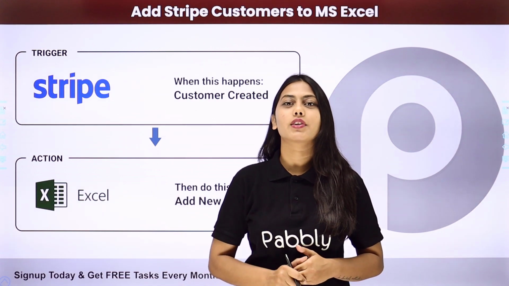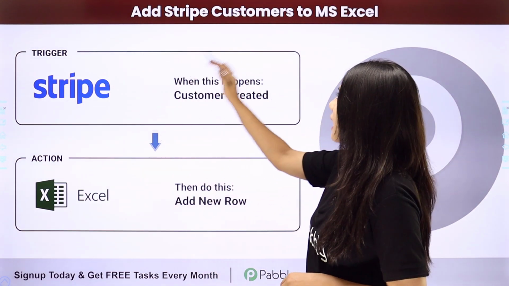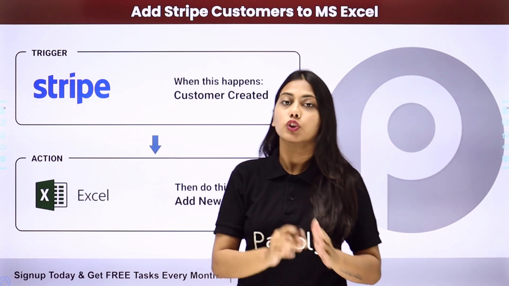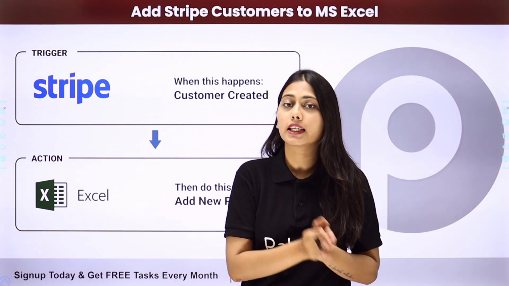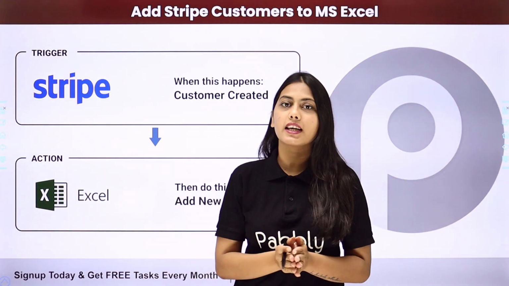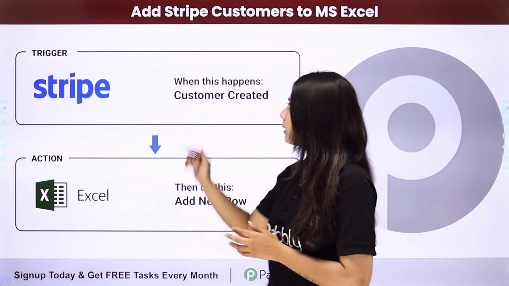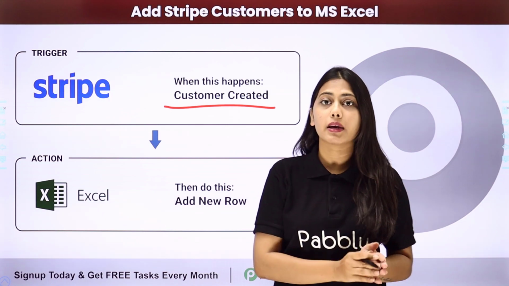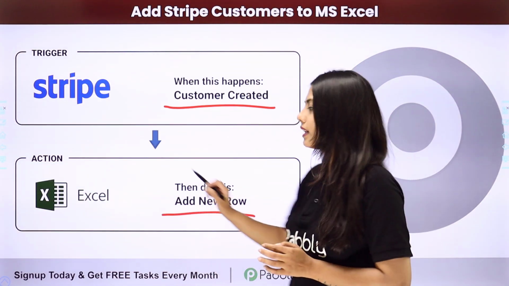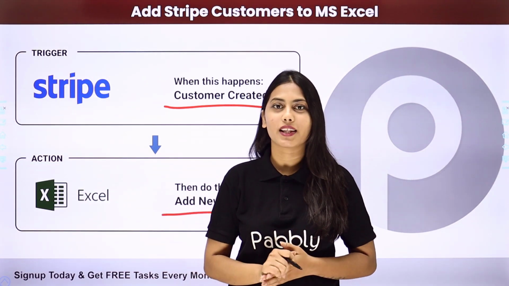Hello everyone, in this video we are going to learn how to add Stripe customers to MS Excel. So if you want to keep a record of all the customers that you have created in Stripe, then you can get help from this automation that we are going to create using Pabbly Connect, where our trigger will be the customer created in Stripe and our action will be to add new row in MS Excel. Let us learn how to do that.